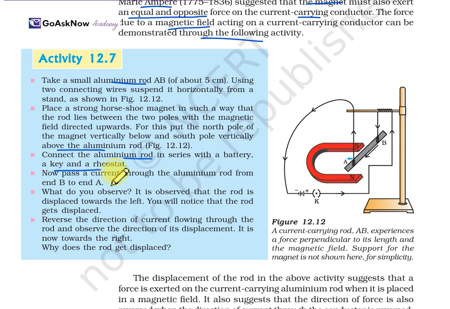Now pass the current through the aluminium rod from point B to A. From here the current will flow, okay. Now what you will observe is that the rod is displaced. The rod will get displaced toward the left. Now reverse the direction of the current through the rod and observe the direction of displacement. It is now towards the right.